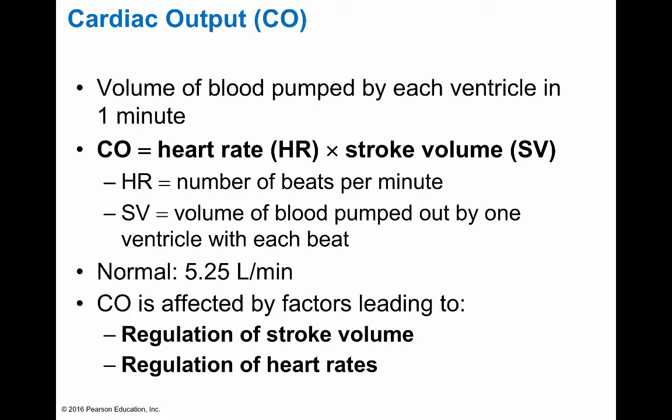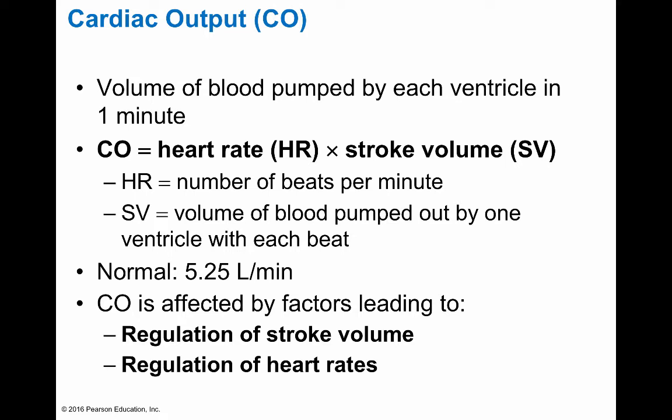So as the heart pumps, cardiac output is the volume of blood pumped by each ventricle in 1 minute. Cardiac output is the heart rate times what's called the stroke volume. The heart rate is the number of beats per minute, and the stroke volume is the volume of blood pumped out by one ventricle with each heartbeat. The normal cardiac output is somewhere around 5.25 liters per minute.